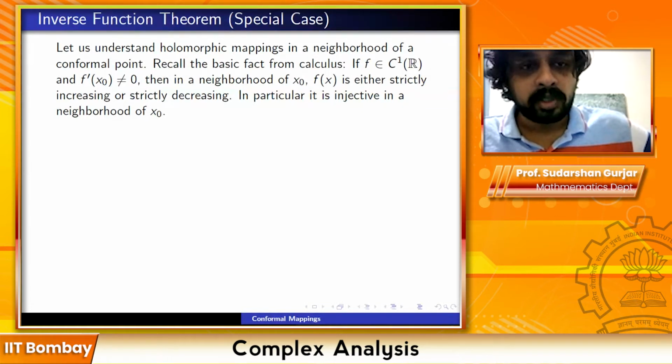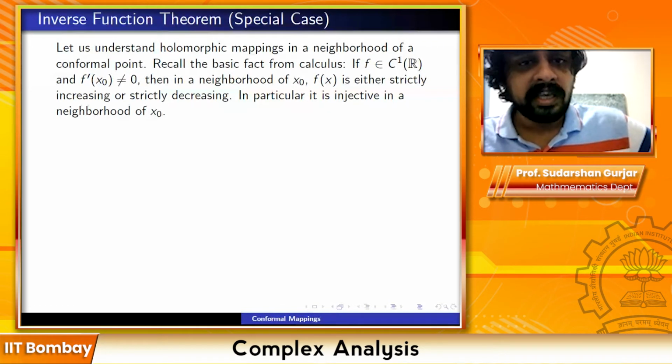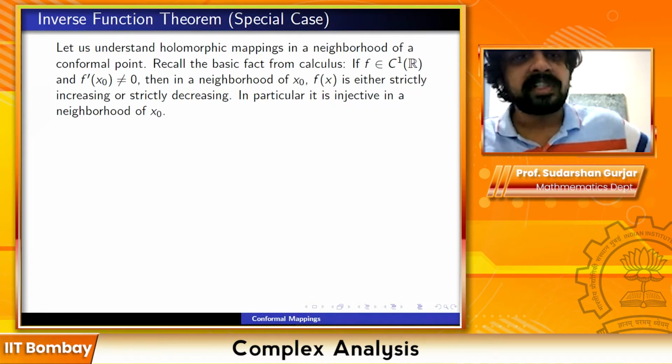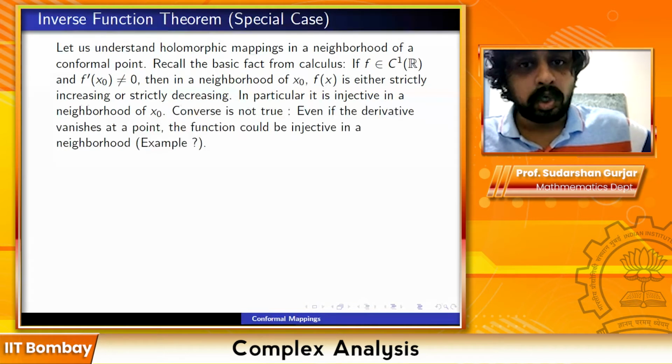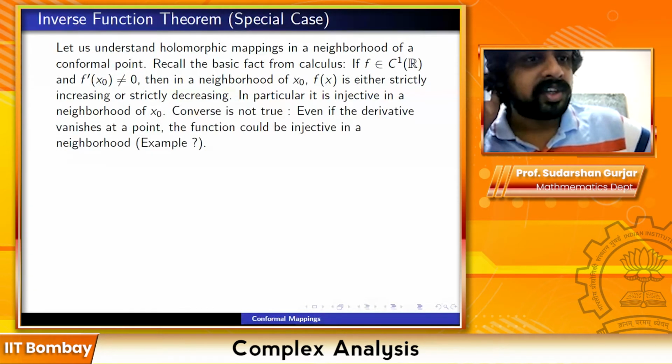If the derivative is positive, the function is strictly increasing. If the derivative is negative, the function is strictly decreasing. In any case, it implies that in a neighborhood of x0, the function is injective. Different points get mapped to different points. The converse is not true. Even if the derivative vanishes at a point, the function could be injective in a neighborhood.